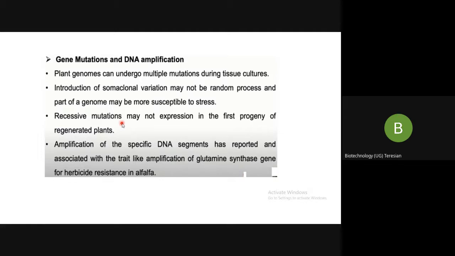So, sometimes the changes may be in a recessive allele. So, in F1, you may not see the changes. However, in later generations, in F2 or F3, you can see the changes. And already I have explained this amplification of the glutamine synthase gene. It is having a beneficial effect. That is, it is resistant to the herbicide that we are adding.